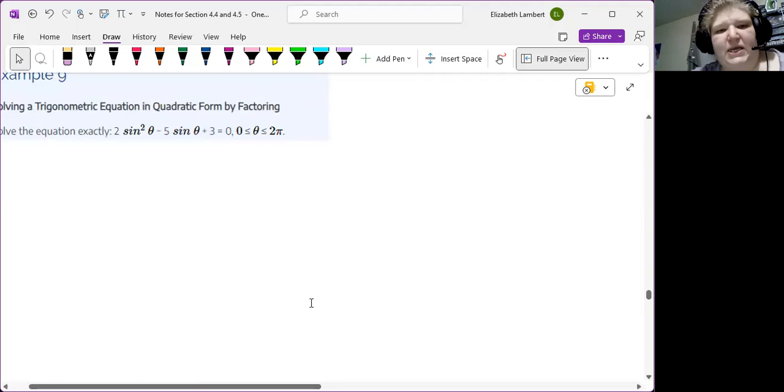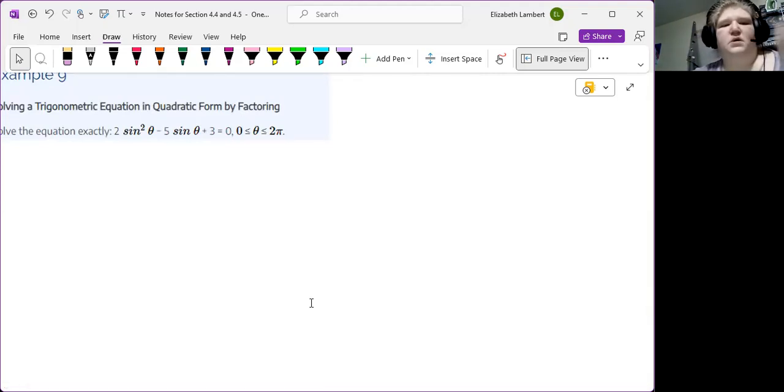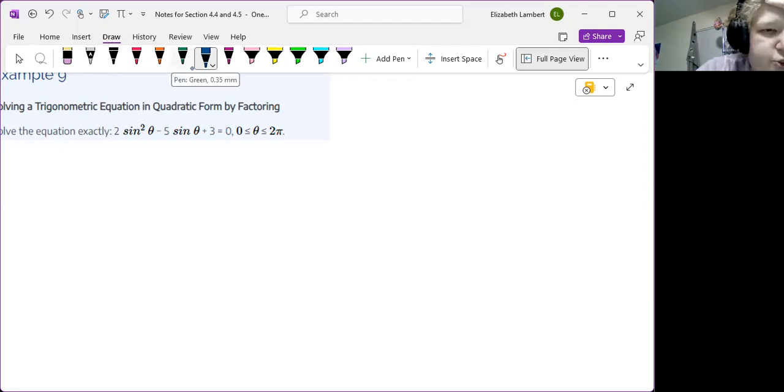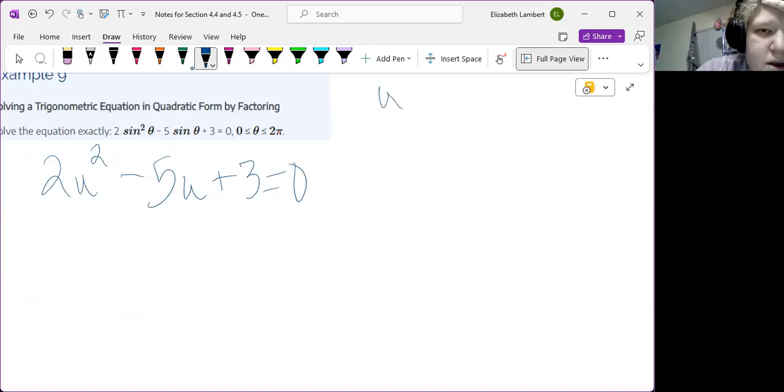2 times 3 is 6, and negative 6 plus 1. Oh no, negative 2 and negative 3 would add to negative 5. This guy will factor. All righty. So we have 2 ugly squared minus 5 uglies plus 3 equals 0. Ugly is sine theta.